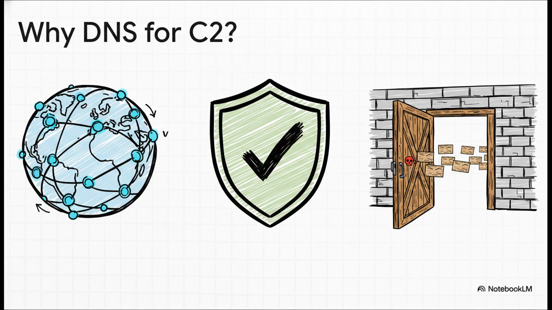So why on earth is this address book the perfect spot for a secret channel? Simple. It's everywhere, it's trusted, and most security systems overlook it. They expect to see tons and tons of DNS traffic, so it's the absolute perfect place to hide malicious messages right out in the open. It's like hiding a secret message on a totally normal-looking postcard.